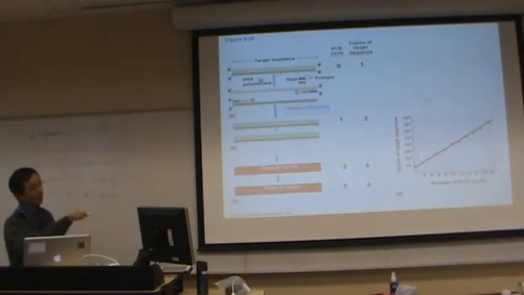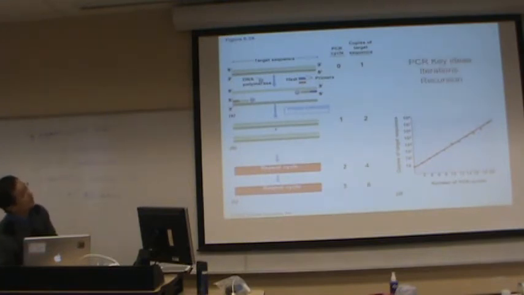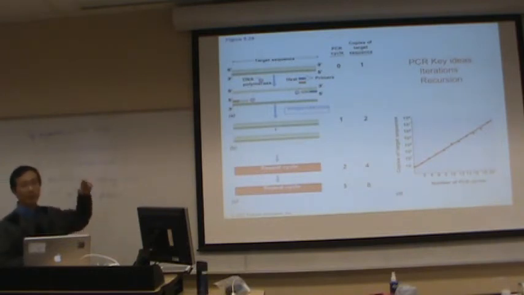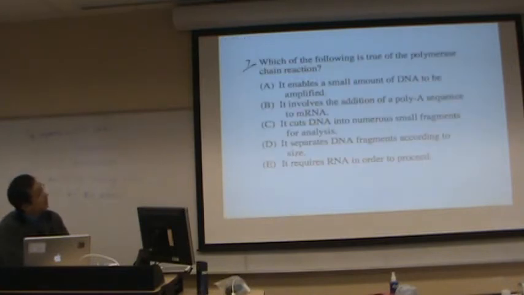If it is a normal scale, it will go up exponentially, which means very sharp. Okay. So the basic idea of PCR is iteration and recursion. It's a computational thinking thing. Maybe I can go back to this later on. So in a lab.